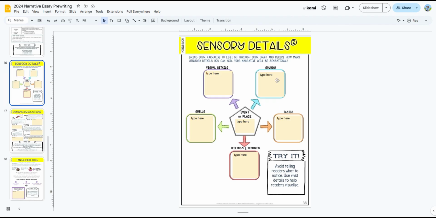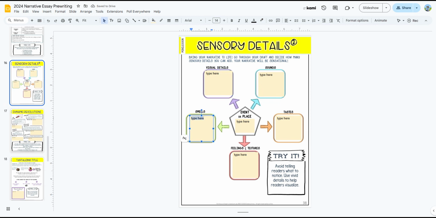And then think about, okay, if I was sitting there in this setting or event, what would I hear? And type in some things that you might hear. If the setting was at school, you might hear kids talking, teachers talking, you might hear the school bell ringing, you might hear, I don't know, if you're in Mrs. Mendoza's classroom, you might hear people stomping upstairs occasionally. Visual details. What are some things that you might see while you're there?